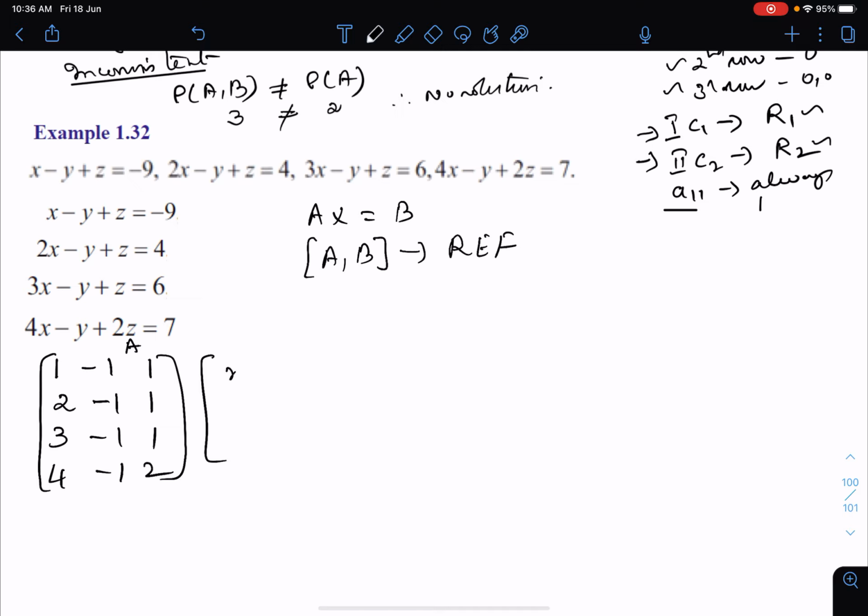What is our X? X, Y and Z. This is going to be our X. And what is our B? The constants on the right hand side: minus 9, 4, 6 and 7.